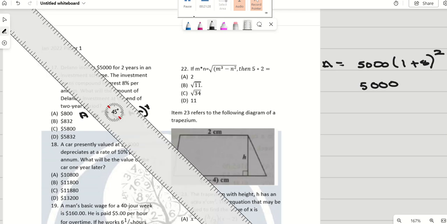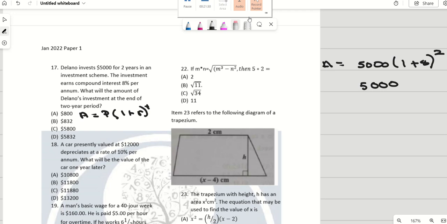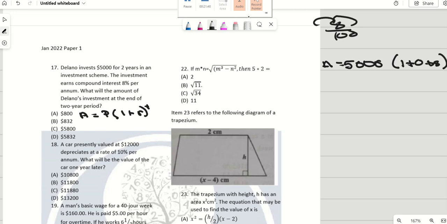Don't put 8%, put it in decimals, right? Because that would have been too much. So it is again 5,000 multiplied by 1 plus 8%, or 8 over 100, plus 0.08, all to the power of 2, which is t, right? So that's 5,000 multiplied by 1.08, all to the power of 2.